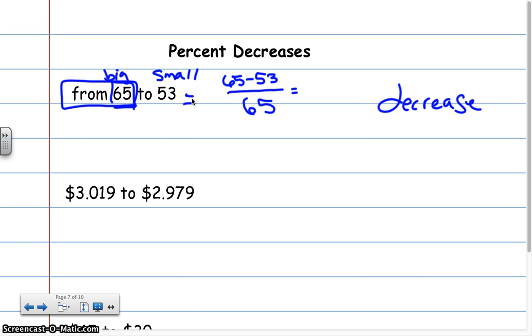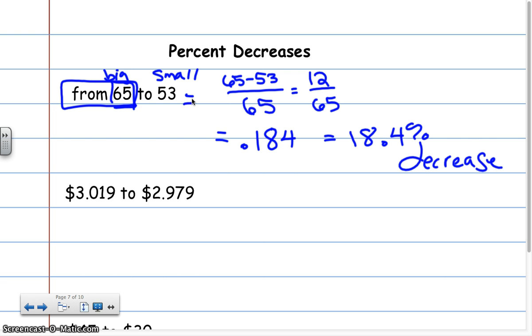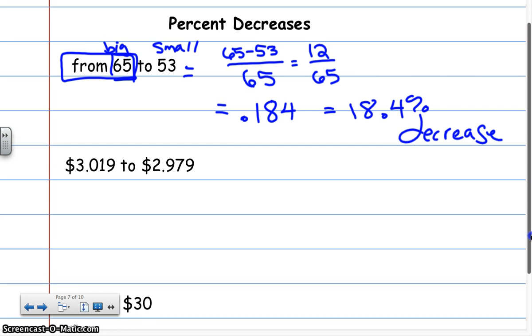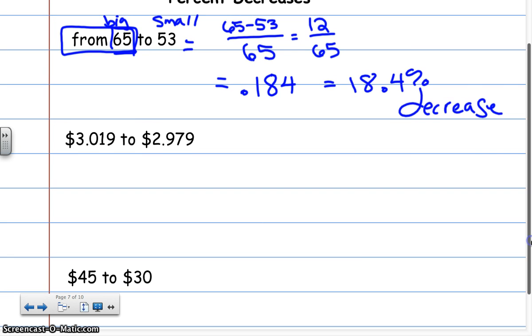That turns into, what's the numerator? 65. Wait, what's 65 minus 53? 12. 12 over 65. What does that turn into? 0.184. And then I'm going to convert that to 18.4%, and then the decrease just comes down. Okay? All right, I want you to do this one. I don't want to do this one. Wait, can we give it a try?